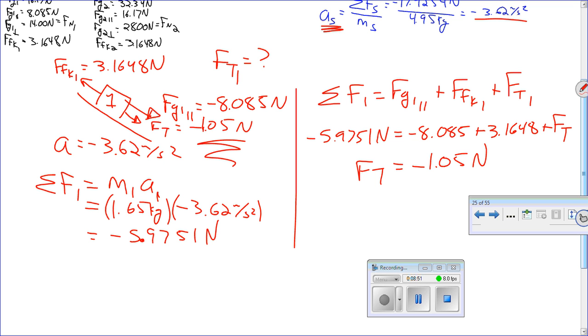All right. Now we could have just as easily done this for block number 2, and we would have gotten the same answer, except that we would have gotten positive, right? Because if block 2 is pulling block 1 down the ramp, then block 1 is pulling block 2 up the ramp.